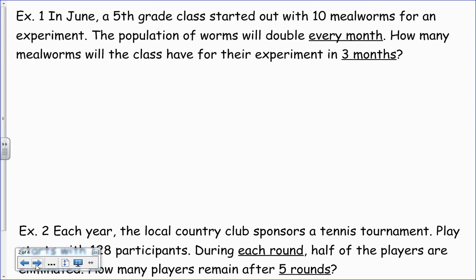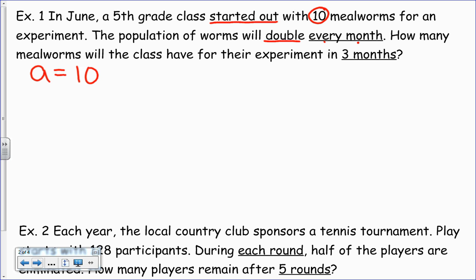Let's look at some examples here. In June, a 5th grade class started out with 10 mealworms. Now, you ought to be underlining some words. Started out, that's beginning. All right, that's your initial value. Started out with 10. All right, so I should know right now that A is 10. A is the initial value, it's 10. 5th grade class started out with 10 mealworms for an experiment. The population of worms will double every month.